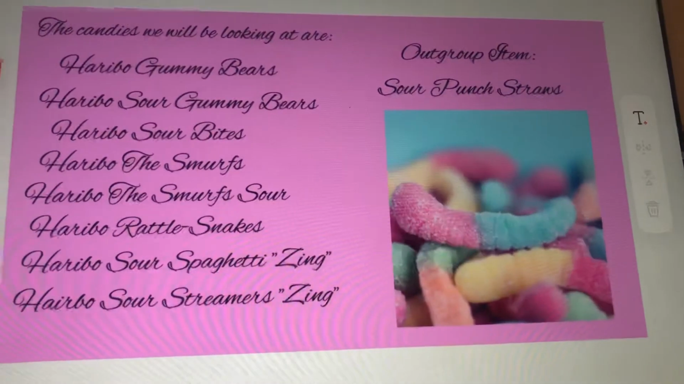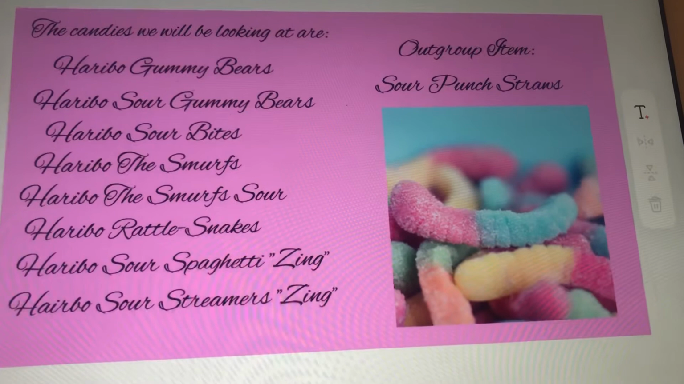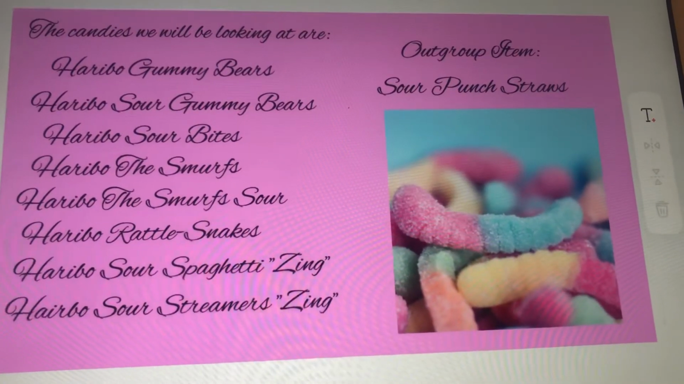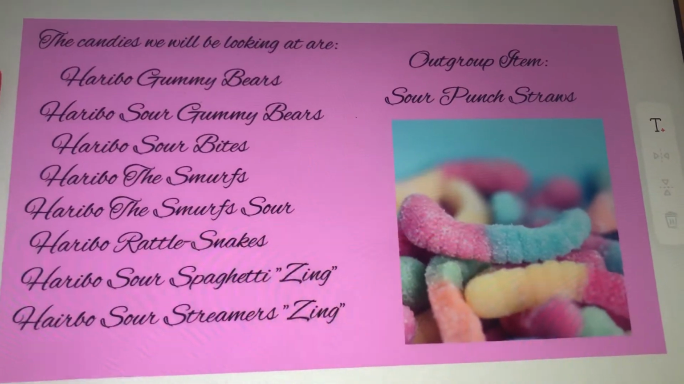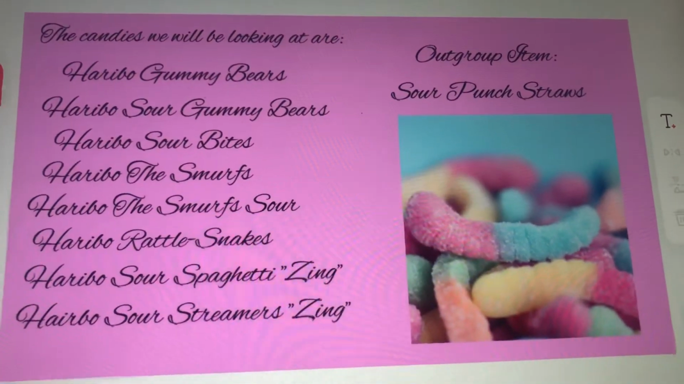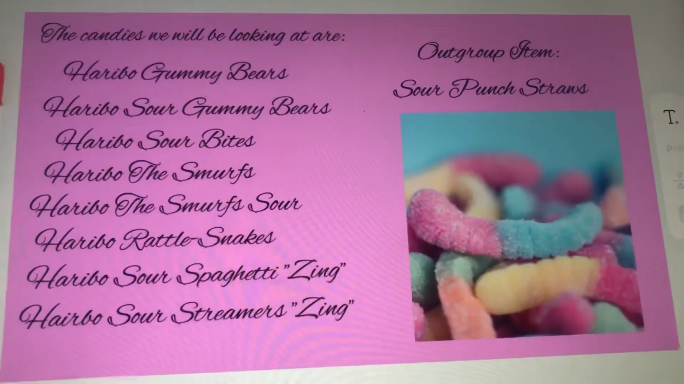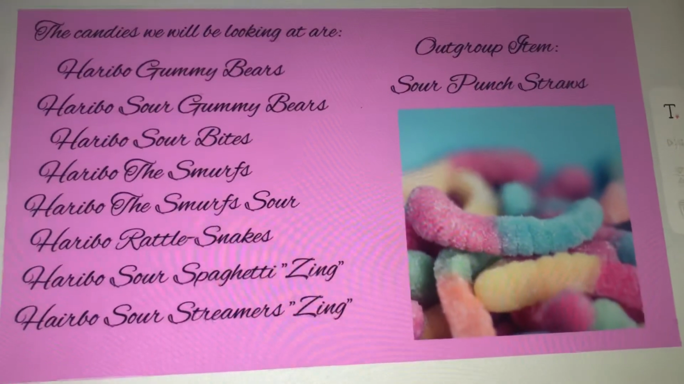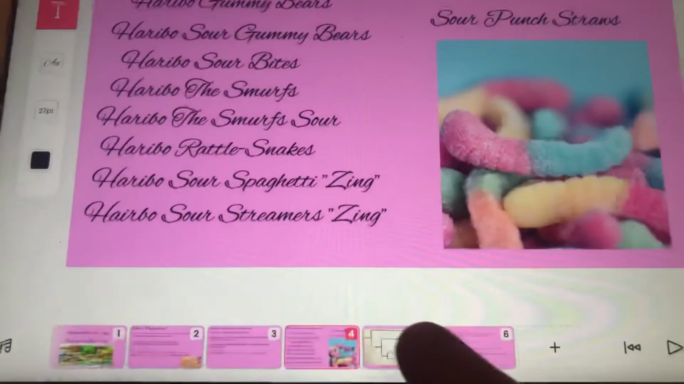The candies we will be looking at are Haribo gummy bears, Haribo sour gummy bears, Haribo sour bites, Haribo the Smurf sour, Haribo rattlesnakes, Haribo sour spaghetti zing, and Haribo sour streamer zing. The outgroup item that I include is sour punch straws, and that's just because you can't find a sour punch straw that is not soured or doesn't have the aspect on it that makes it sour. They only make sour candy.